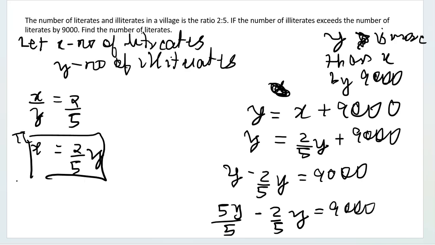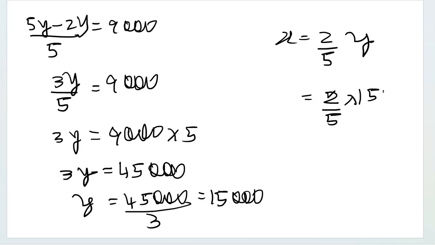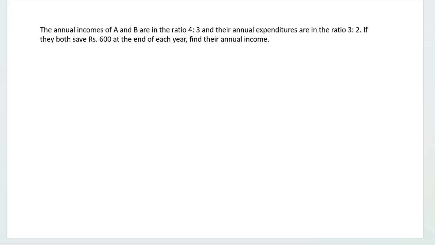Now to find x, we use this trump card. X is 2 by 5 y. So therefore we just, in 2 by 5 we put 15,000. X into 15 into 2 will become 30,000 upon 5. 5 ones are 5 6 are. So this will turn out to be 6,000. Therefore we have solved the problem.